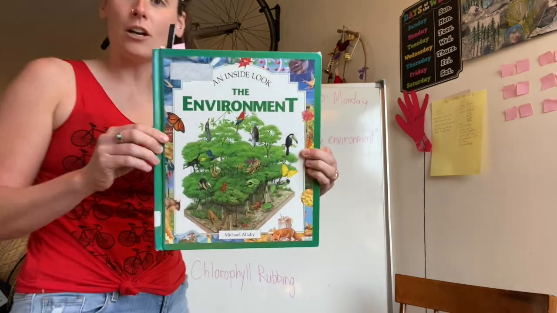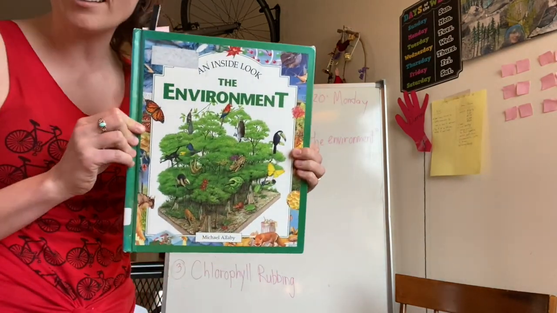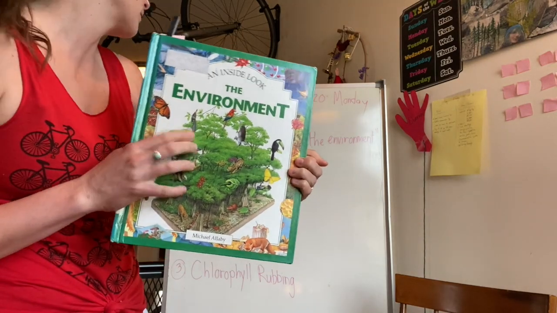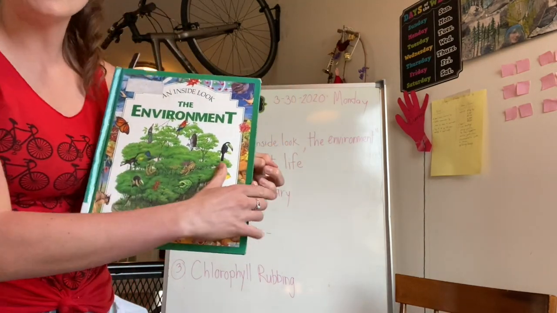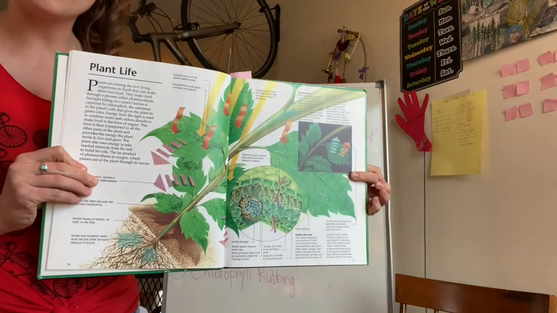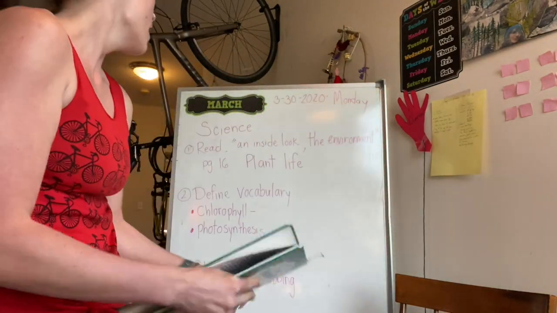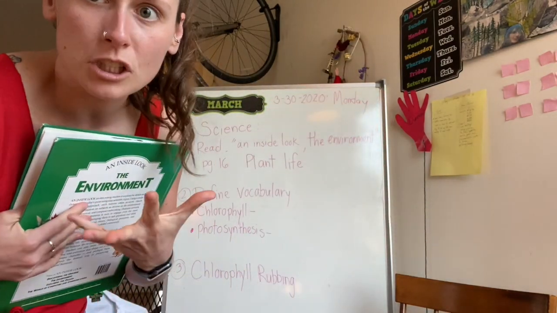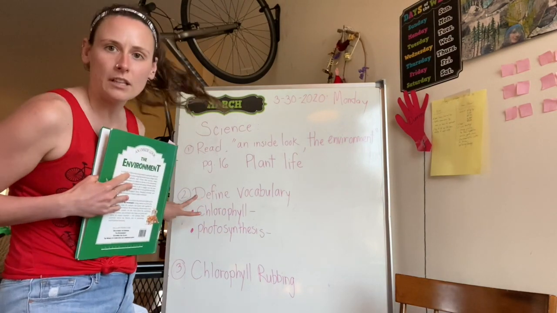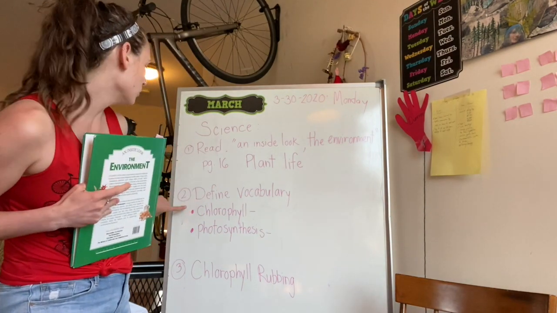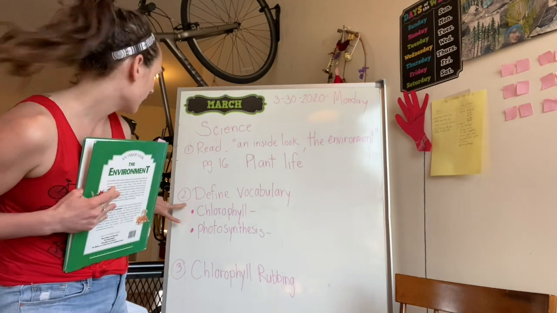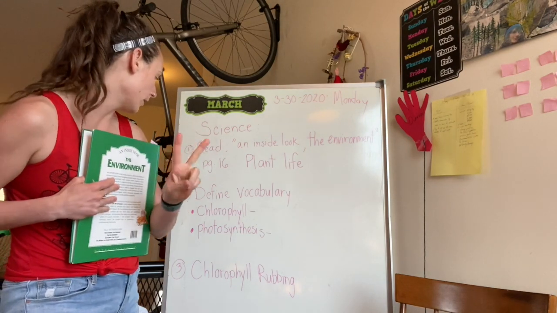So we're gonna revisit our book that we've been picking and choosing some selections from, the environment book. We're gonna go to page 16, and today we're gonna be reading about plant life. But I'll give you a little preview of what else I want you to listen for. Two things that I want you to define today are chlorophyll and photosynthesis. So be looking for those two words.